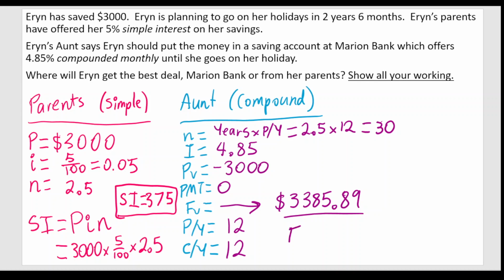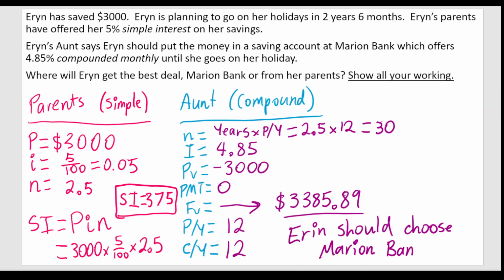So Erin should choose Marion Bank. Or if you just write, Erin should choose her aunt's option.